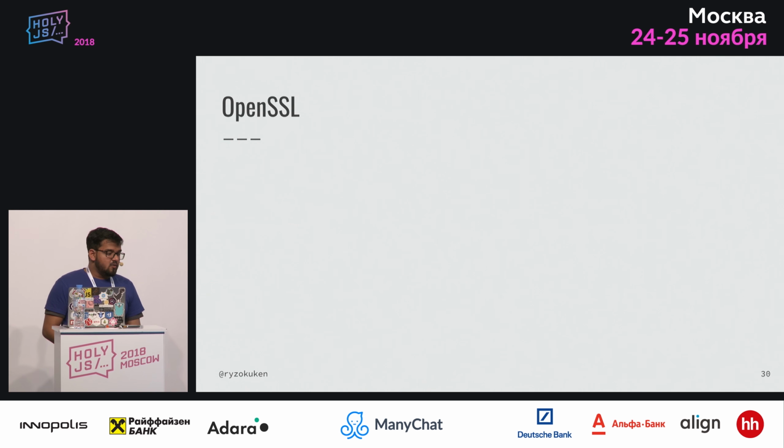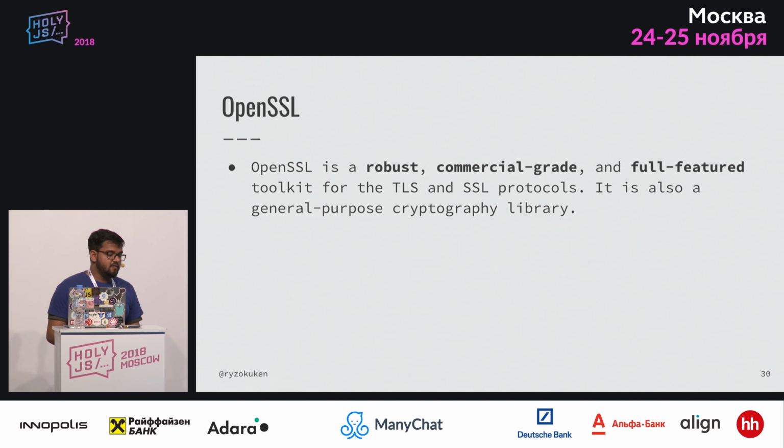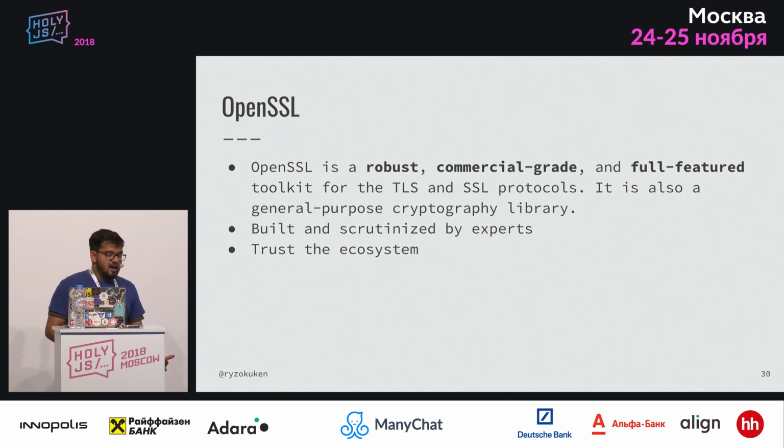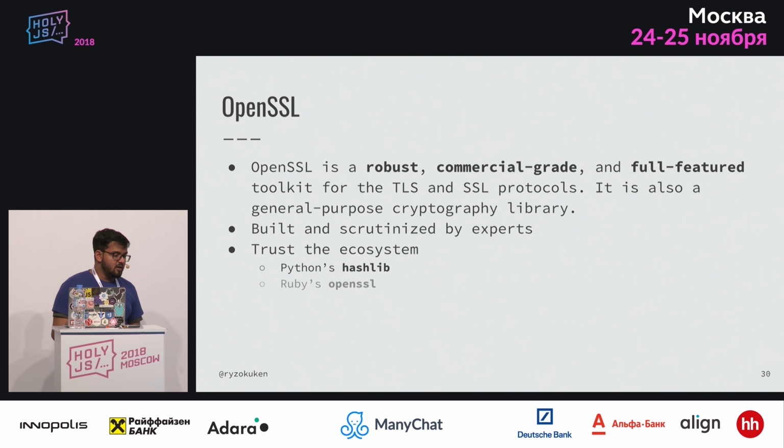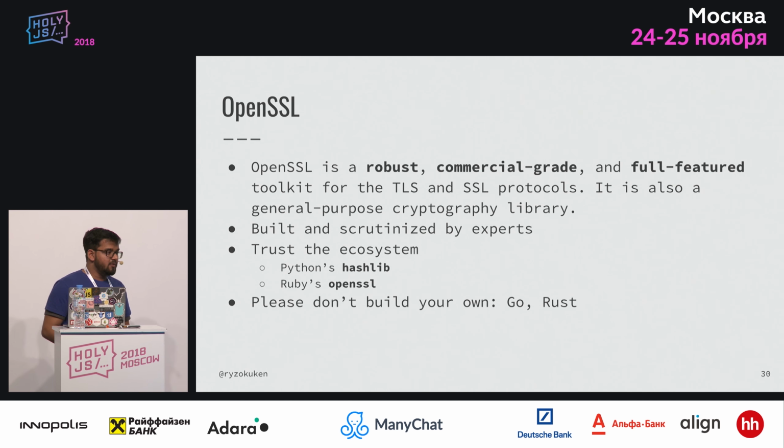So, talking about OpenSSL, it's a robust, commercial-grade, full-featured toolkit. It's a great cryptographic library. It's built and scrutinized by experts, if you didn't notice. And we should trust it as the rest of the ecosystem does. Python's hashlib uses OpenSSL. Ruby's crypto module, and I'm not shitting you, is named OpenSSL. It's the default crypto module in Ruby. And please don't build your own. So Go and Rust build their own cryptographic libraries.